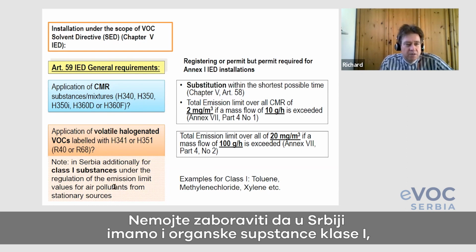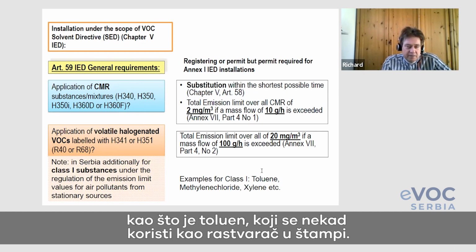Here, please don't forget, we have in Serbia the class 1 substances. That can be toluene, that is sometimes used in printing solvents.